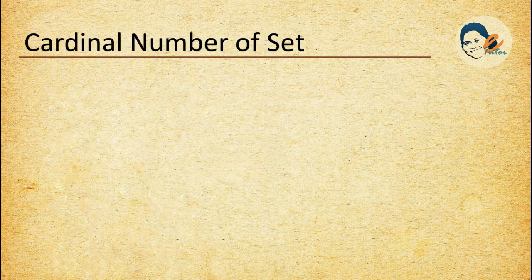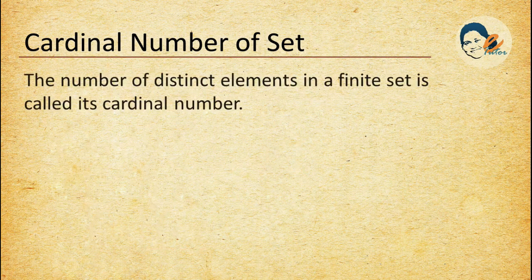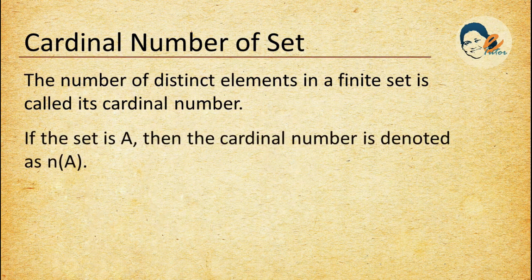Now let's understand the cardinal number of a set. The number of distinct elements in a finite set is called its cardinal number. So if a set is A, then the cardinal number is denoted as n(A), and we read it as the number of elements of the set. Now let's have some examples.